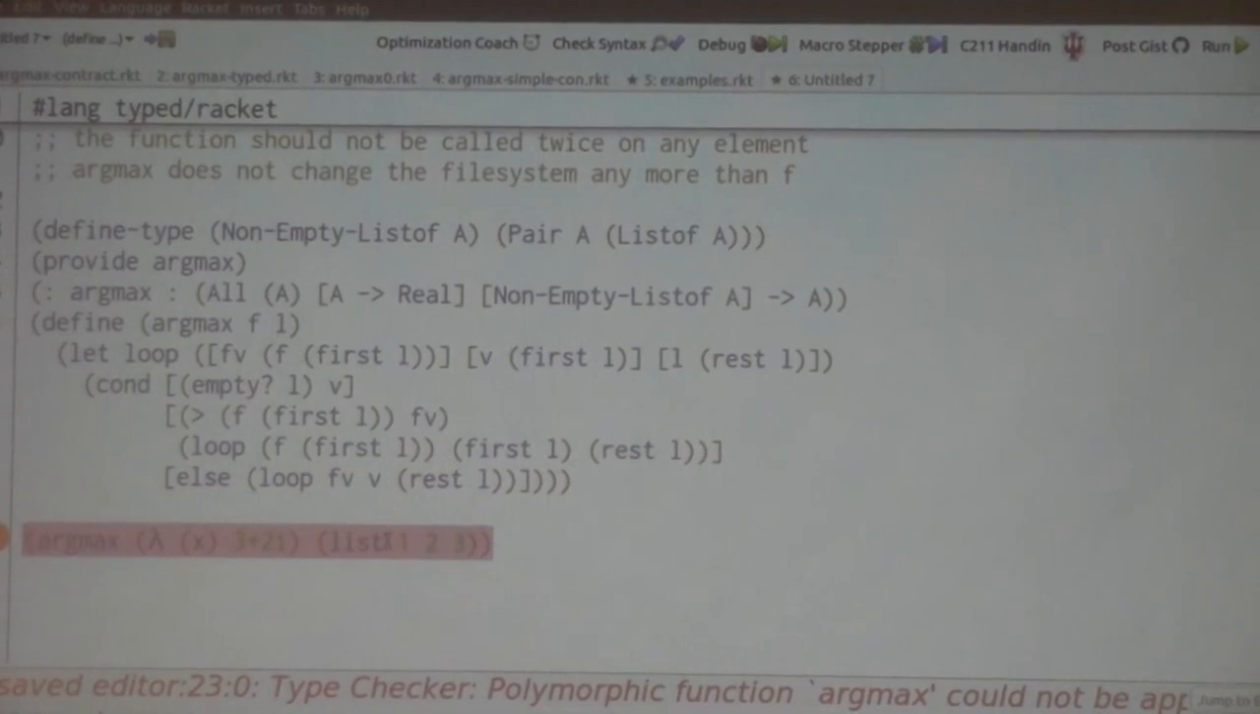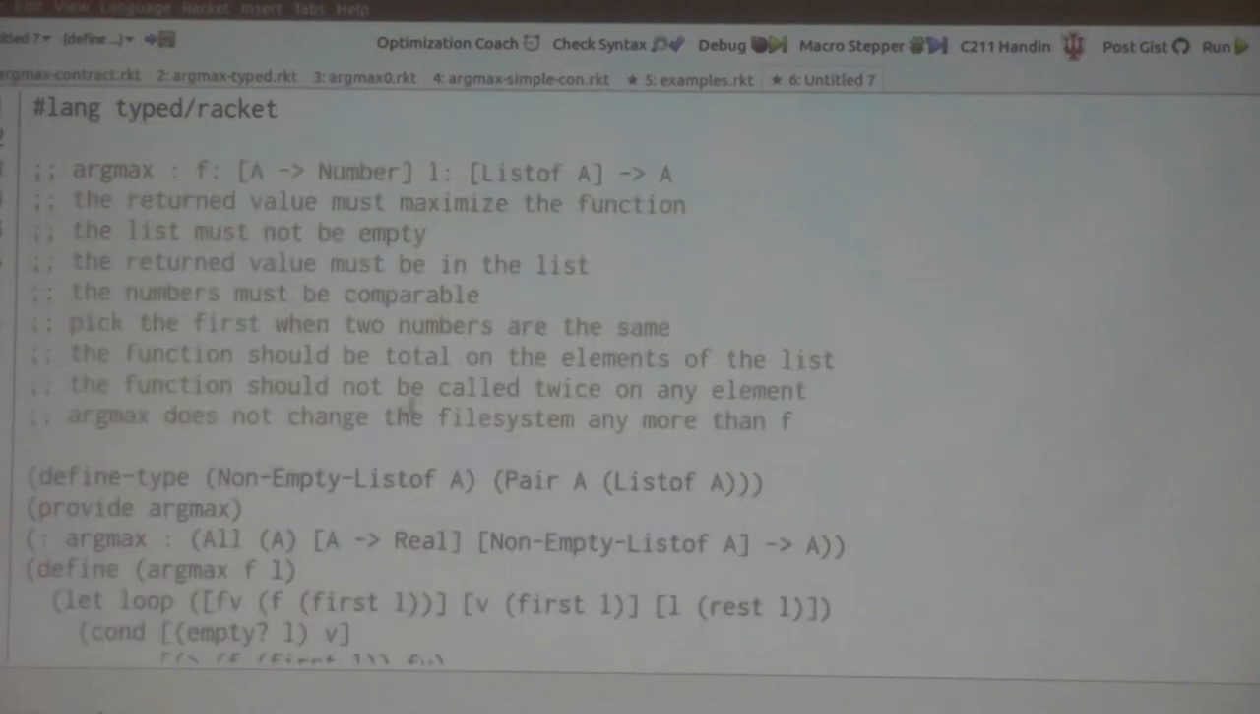Of course, sadly, we've made the unfortunate decision to make IEEE floating point numbers comparable, so this program type checks just fine. But computers are annoying sometimes. So we've taken care of a couple elements of the specification.